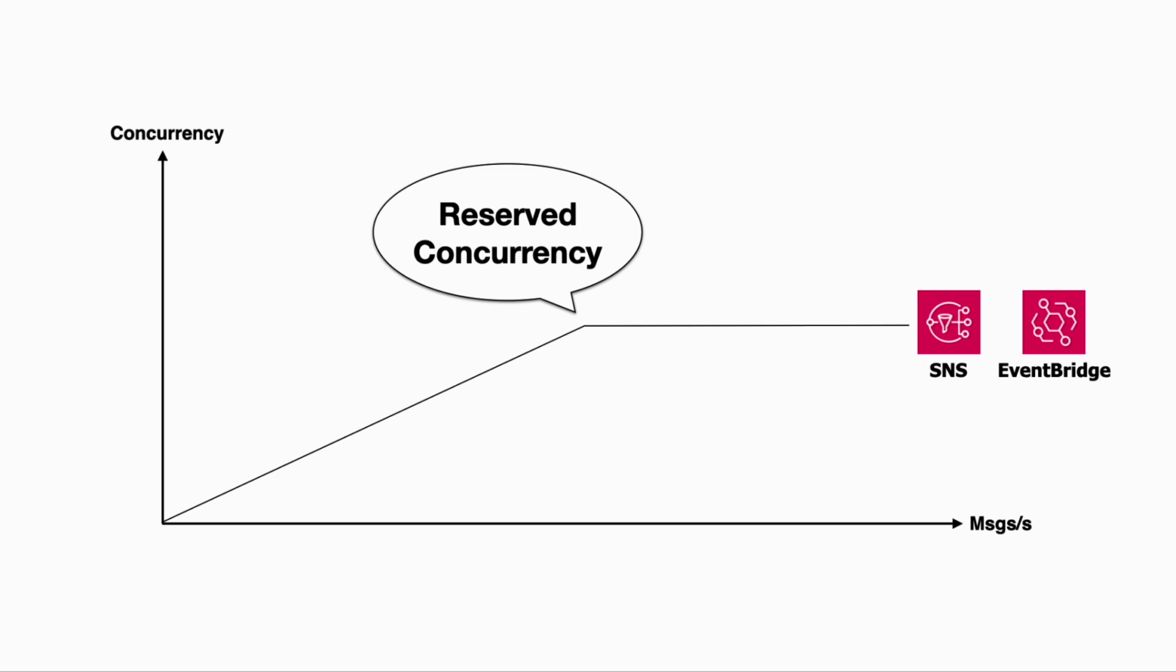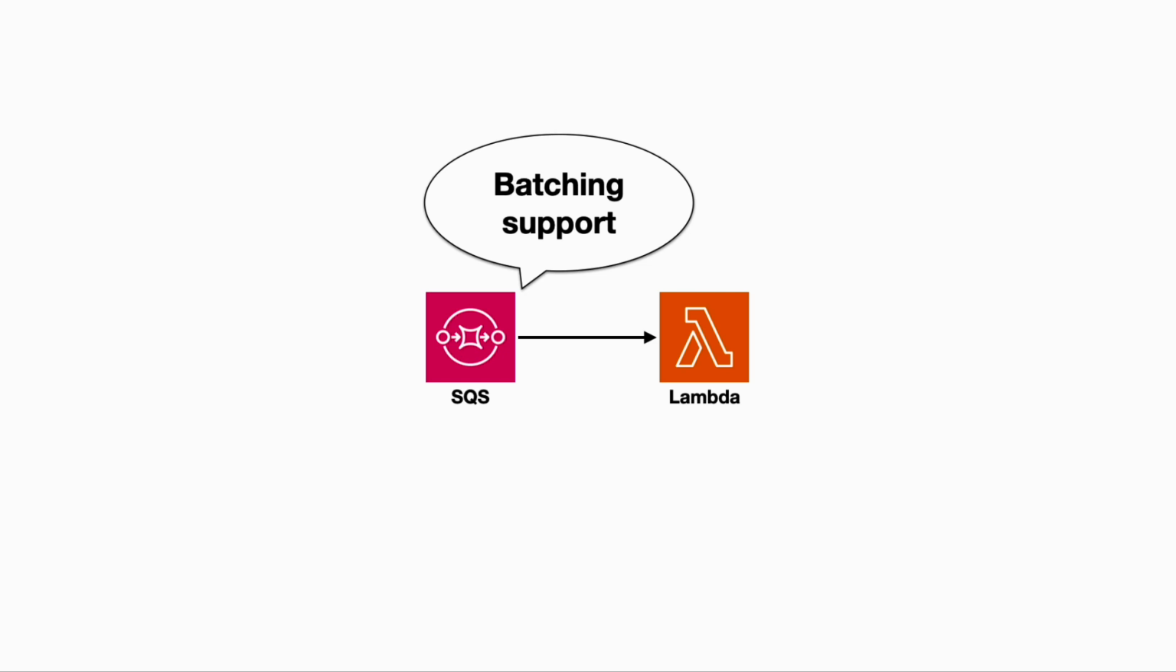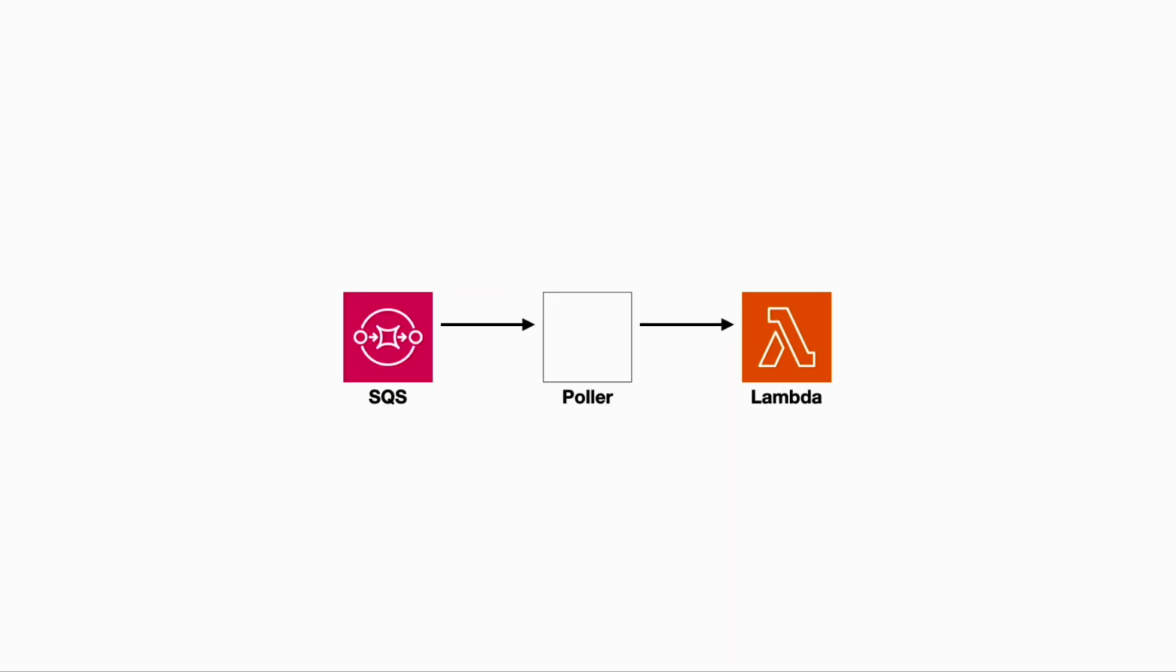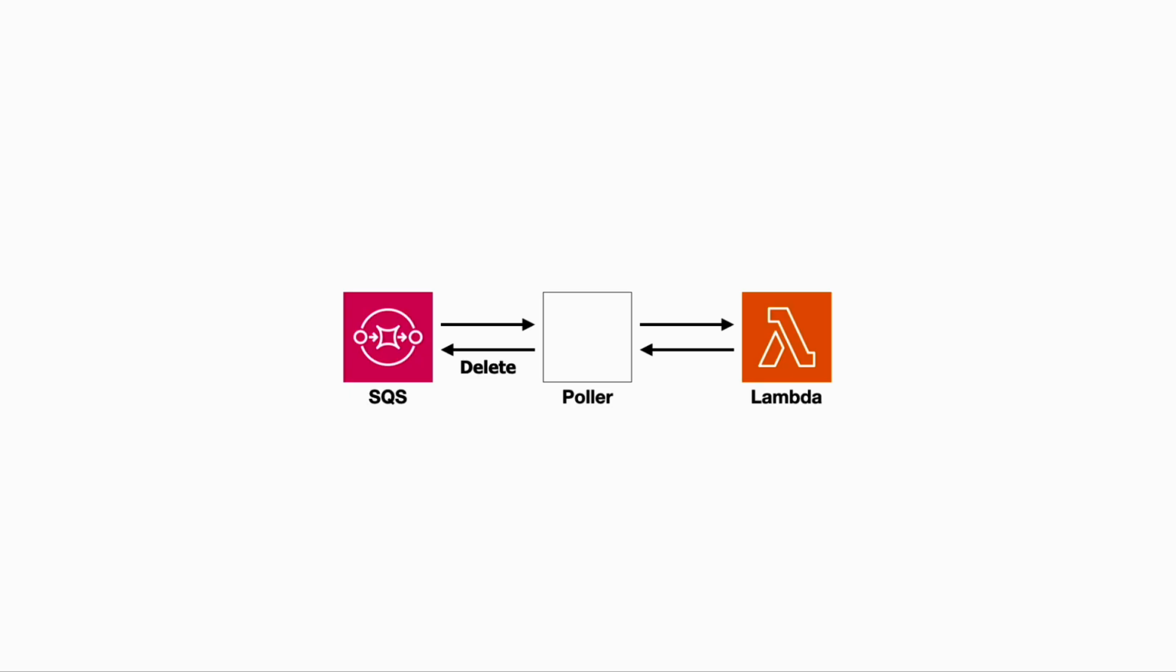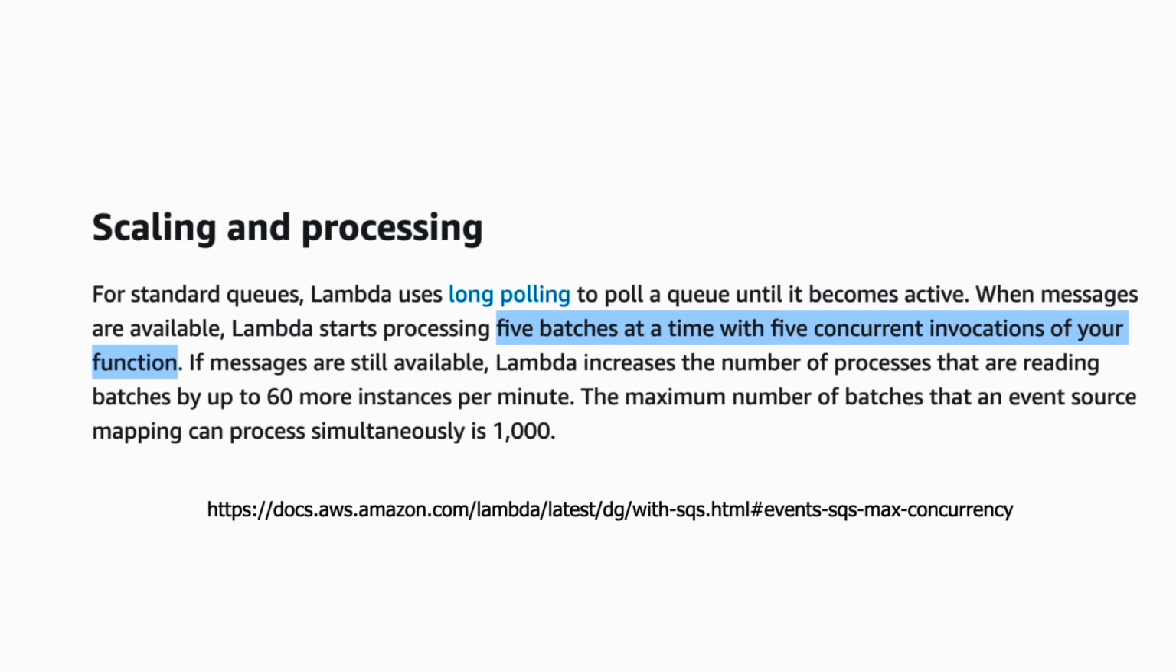On the other hand, if you don't have to use SNS or EventBridge, then SQS can be an interesting alternative for you to ingest messages and process them with Lambda, because it supports batching, so you need fewer invocations to process the same number of messages, but also because SQS has some built-in concurrency control. Because SQS is not a push-based service, the Lambda service actually runs a cluster of pollers on our behalf. They poll messages from the queue and forward them to our function in batches. And when the function invocation is complete, the poller deletes the messages from the queue. We start with just 5 pollers, so you can have up to 5 concurrent invocations of your function.